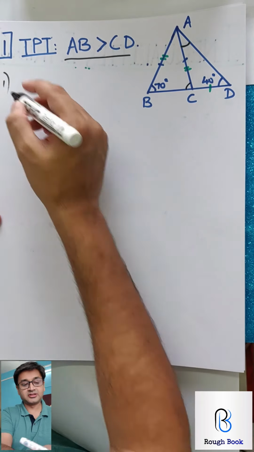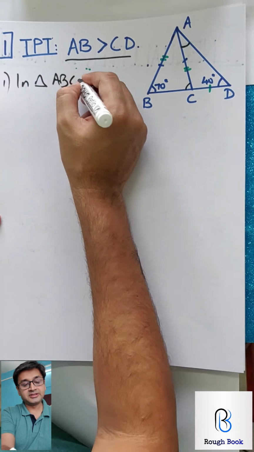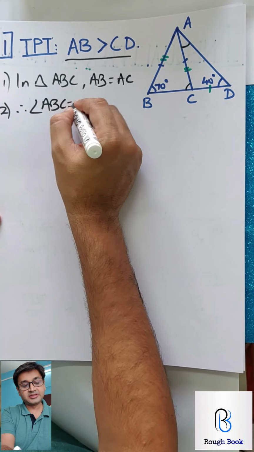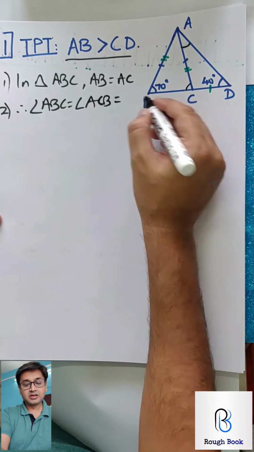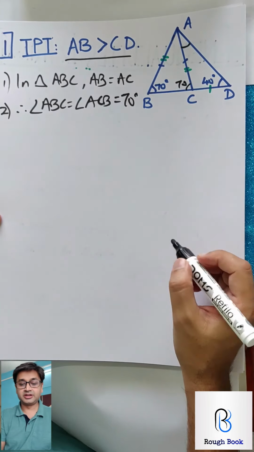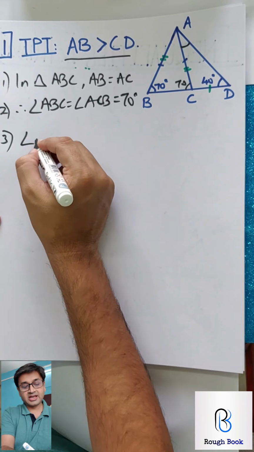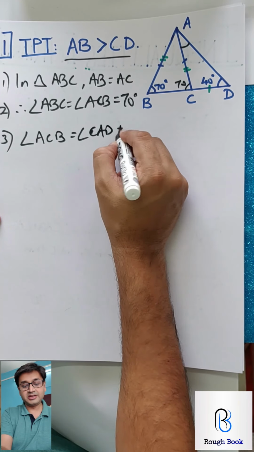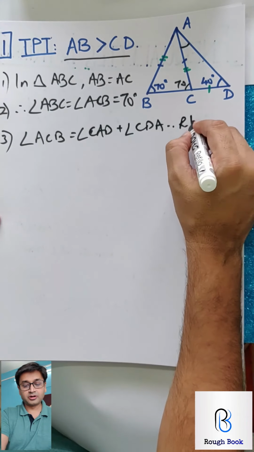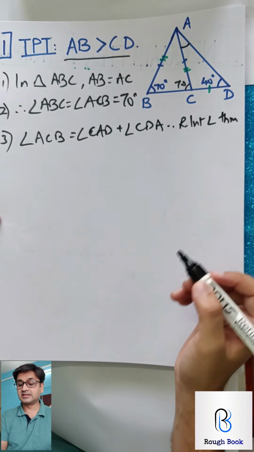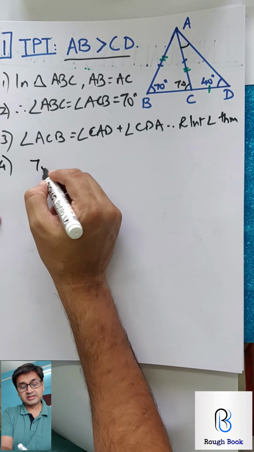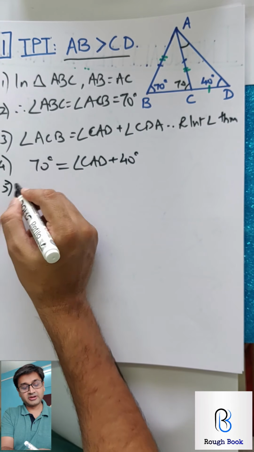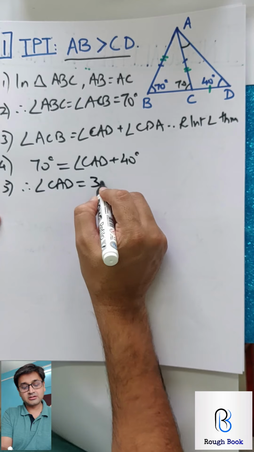So first sum I understand. So let's go gradually. In triangle ABC, AB is equal to AC, given. Therefore angle ABC equals angle ACB equals 70. So we got this 70. Now we are trying to reach here. So I will say angle ACB, which is the exterior angle, is equal to CAD plus CDA, remote interior angle theorem. In the exam you will write it in full, please. So ACB is 70, CAD unknown, and this is 40. So what I will get now is angle CAD as 30 degrees.